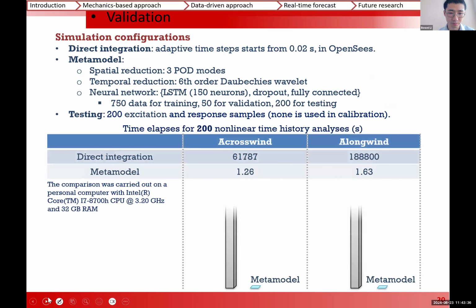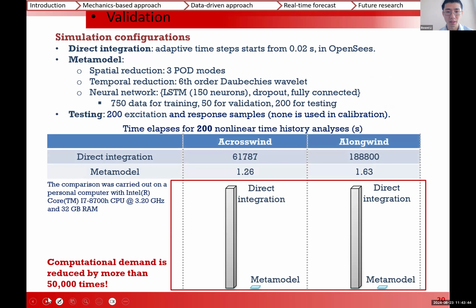So here's a comparison for the efficiency once it is calibrated. Compared with the computational demand of the direct integration, the time needed by the meta model is negligible. If you compare the numbers, it is actually more than 50,000 times. It is pretty impressive.